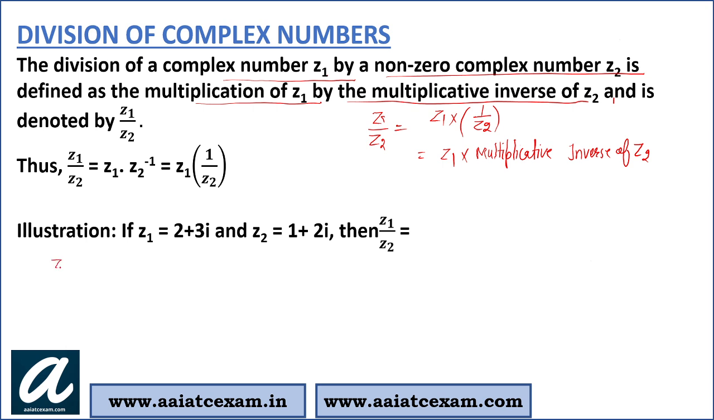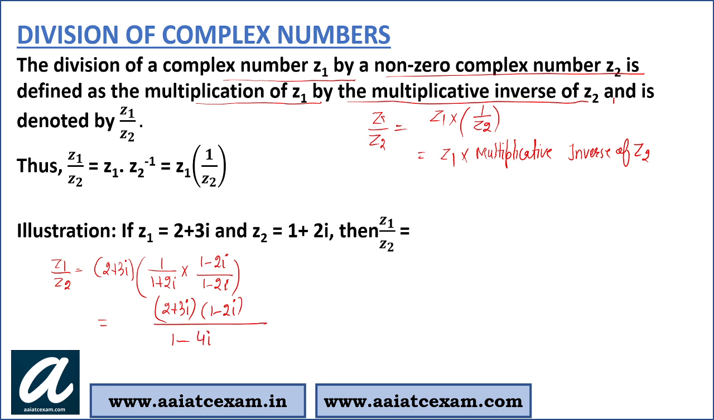So what is z1 by z2? This is equal to z1, first of all, that is 2 plus 3 iota. Then 1 upon z2, so this will become 1 upon 1 plus 2 iota. Now convert this to the standard form, that is 1 minus 2 iota by 1 minus 2 iota. So in numerator you will get 2 plus 3 iota multiplied with 1 minus 2 iota, and in denominator this will become 1 minus 4 iota square.